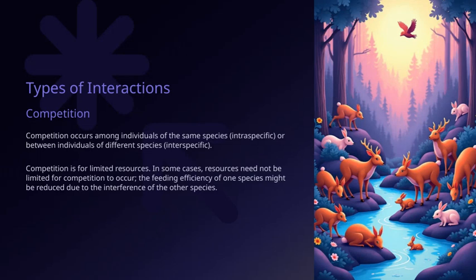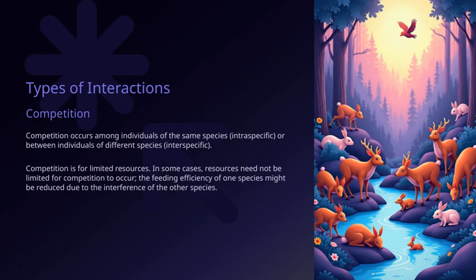Let's talk about competition. Remember, it's primarily about limited resources. But interestingly, in some cases, resources don't even have to be limited for competition to happen. For example, the feeding efficiency of one species might decrease because of interference from another species. This shows how competition can be more complex than just fighting over scarce resources.